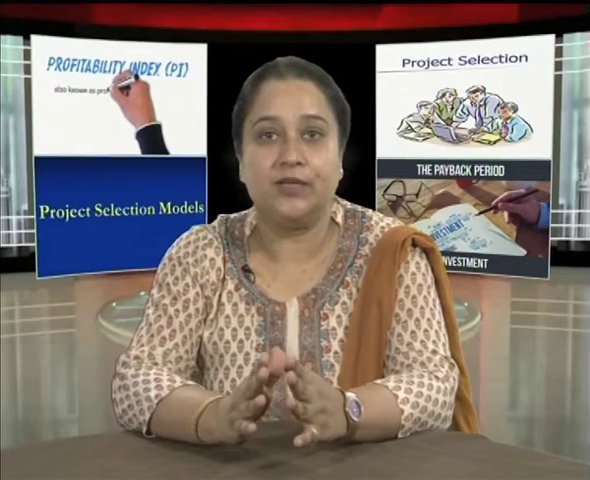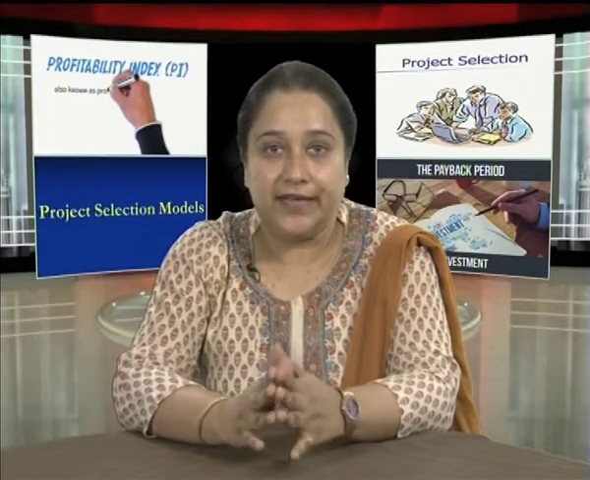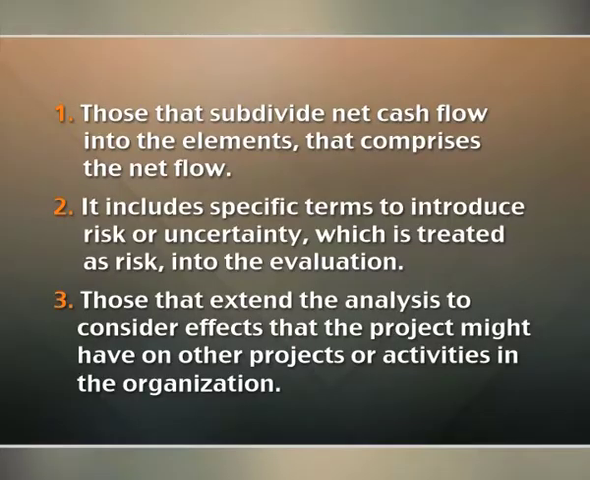The other profitability models are a great many variations of the models just described. These variations fall into 3 categories. Number 1, those that subdivide net cash flow into the elements that comprise the net flow. Second, those that include specific terms to introduce risk or uncertainty into the evaluation. Third, those that extend the analysis to consider effects that the project might have on other projects or activities in the organization.